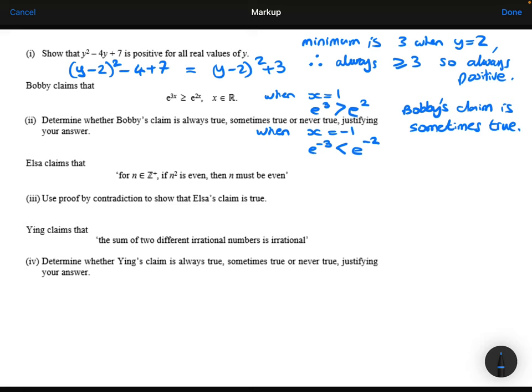Elsa claims that for n being a positive integer, if n squared is even, then n must be even. We're going to use proof by contradiction to show that Elsa's claim is true. So I'm going to start by assuming the opposite. So I'm going to assume that if n squared is even, then n must be odd.